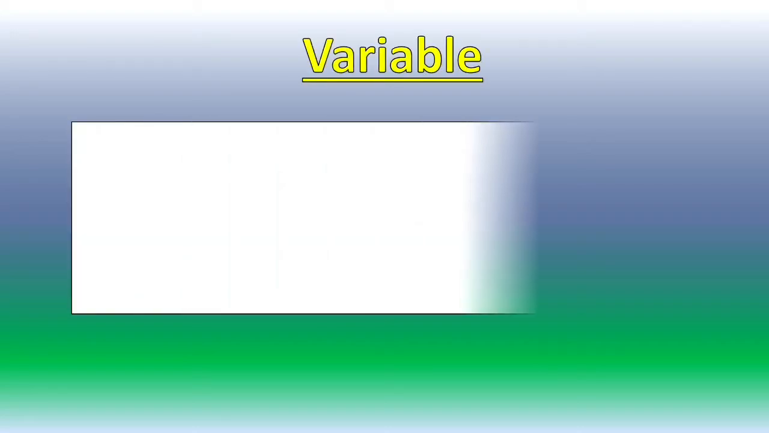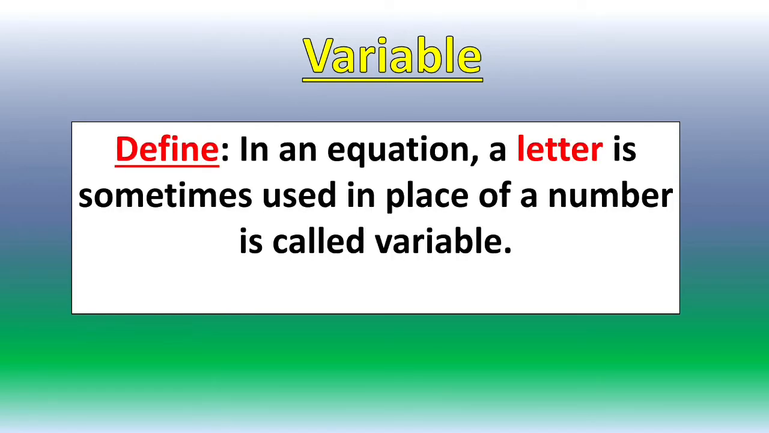After that, variable. Now what is a variable? Student, the definition for variable is: in an equation, a letter used in the place of a number is called a variable. For example, an alphabet letter which we use is called a variable. In 3M, M is the variable.